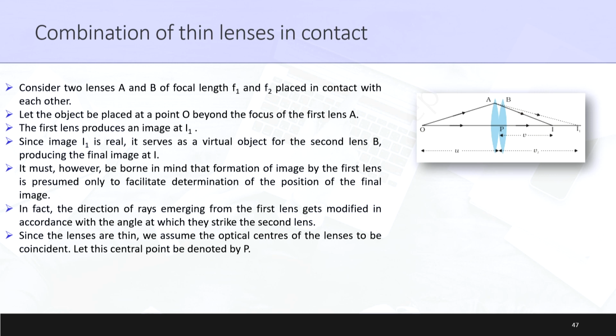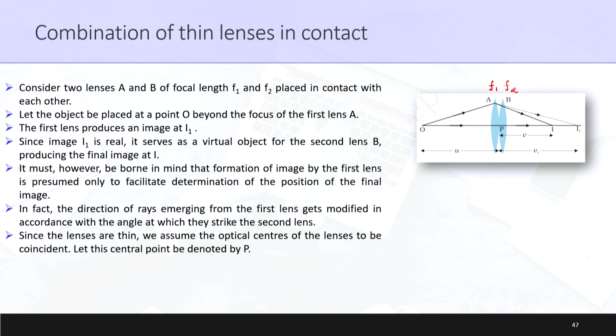Let me try to iterate line by line here. So, first of all, consider two lenses A and B of focal length f1 and f2 placed in contact with each other. Quite evident, let us denote this with a focal length f1 and this with a focal length f2. So these are two lenses of focal length f1 and f2 placed in contact with each other.